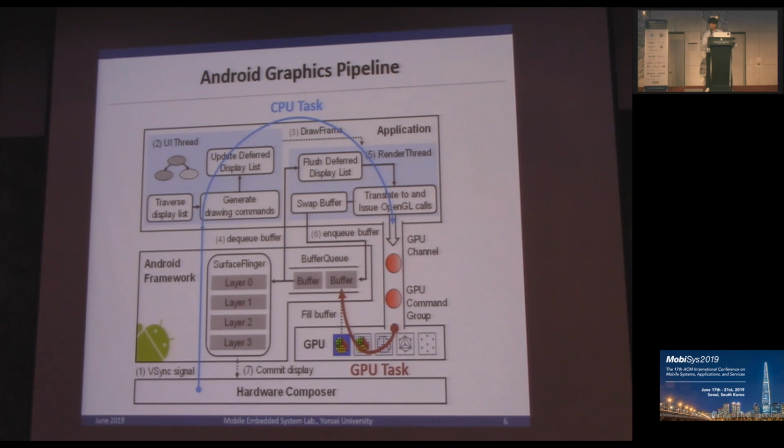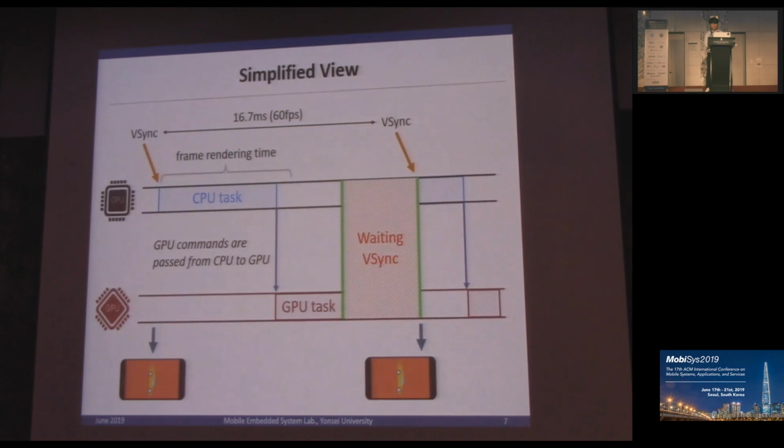I'm skipping the details here, and this graphics pipeline can be divided into two tasks, which is executed on the CPU and which is executed on the GPU. So this graphics pipeline can be simplified like this. From VSync, the CPU and GPU tasks are executed in order, and after the GPU task is completed, the graphics pipeline waits for the next VSync. When the next VSync occurs, the drawn frame is delivered to the display.